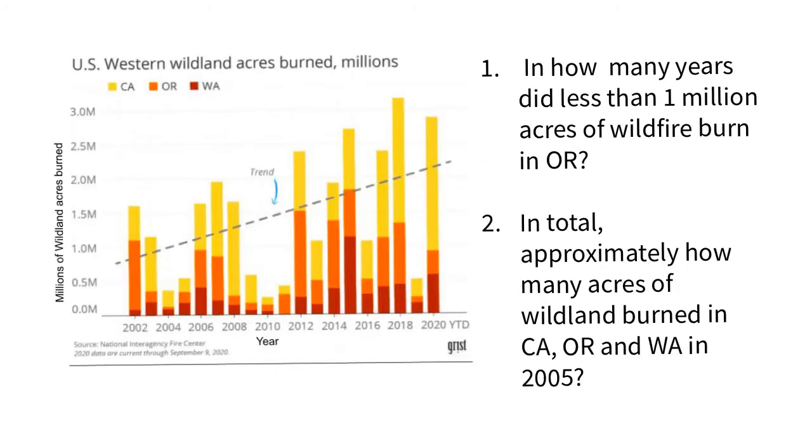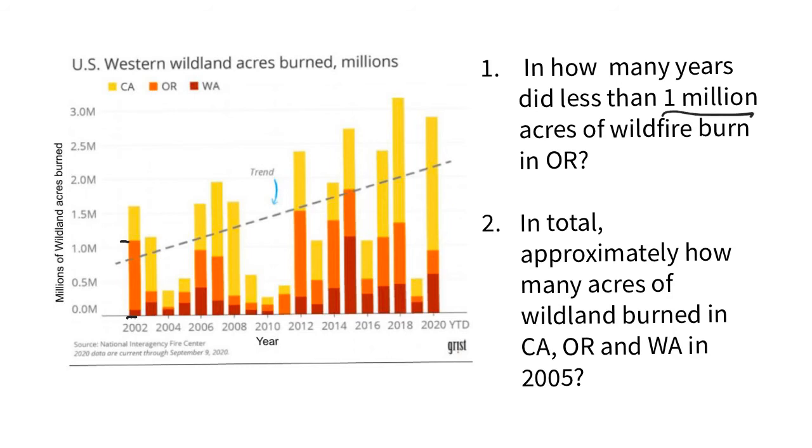So this graph is a little bit different. This graph shows us the U.S. Western wildland acres burned in millions of acres. The first question says, in how many years did less than 1 million acres of wildfire burn in Oregon? So one of the important pieces of information to know about this graph is that Oregon, which is this orange color, includes that red down below, right? So here, when I'm looking in 2002, in Oregon, about 1.2 million acres burned. But I'm looking to see where were they less than 1 million acres.